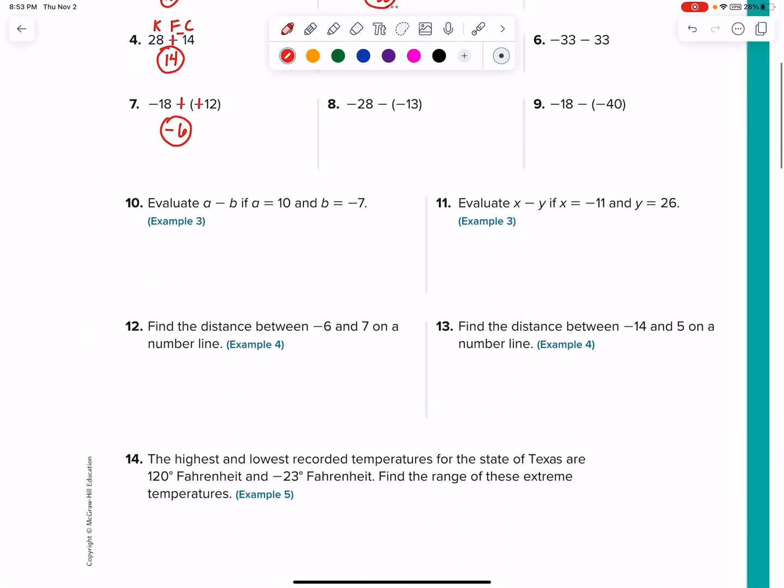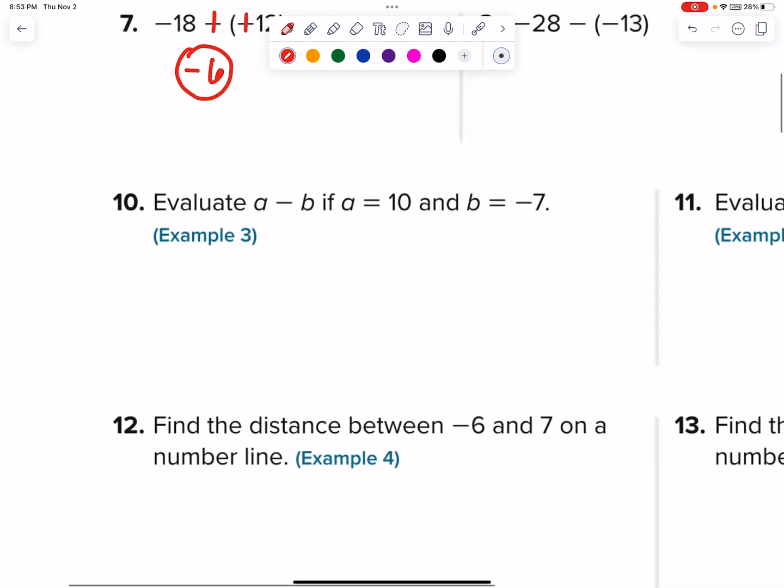All right, let's go to 10, 12, and 14. 10 is evaluating, meaning you're substituting for a variable. So we're plugging in. I'm glad you're getting to see this. We didn't have this in our notes. We're plugging in the letters that they say into that expression.